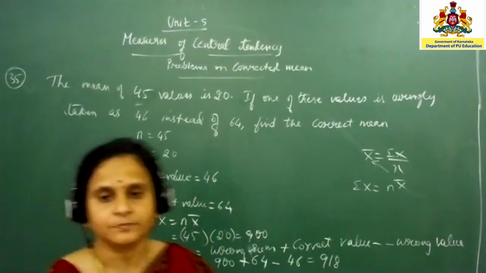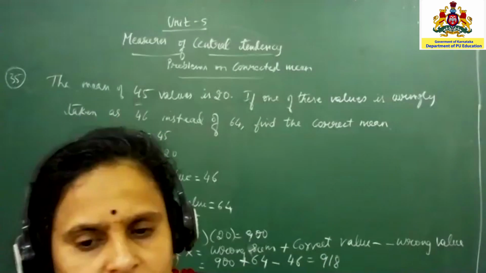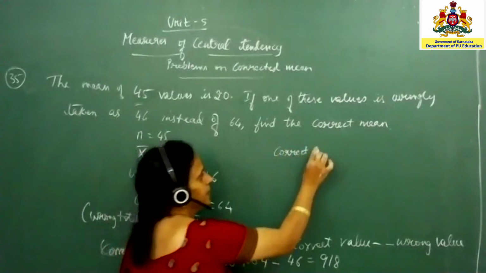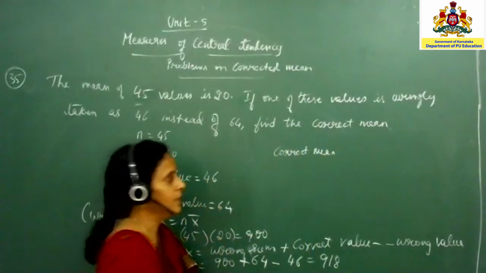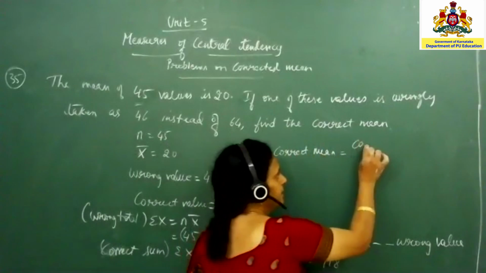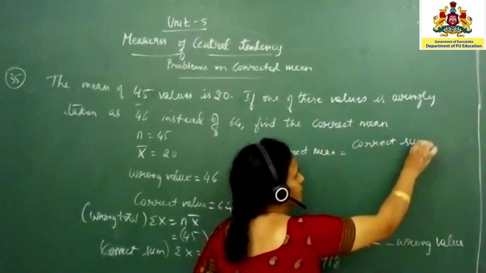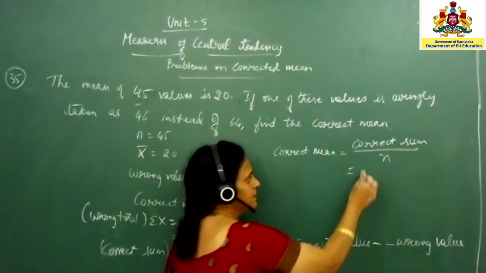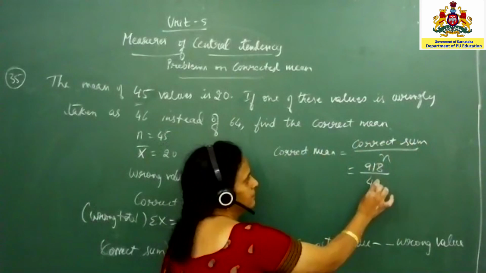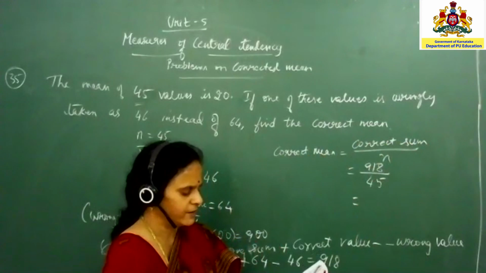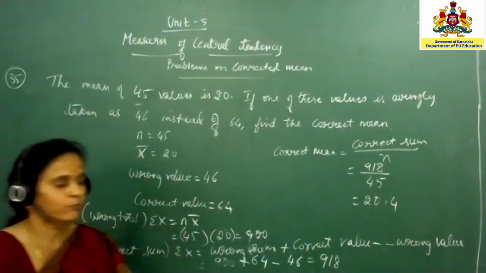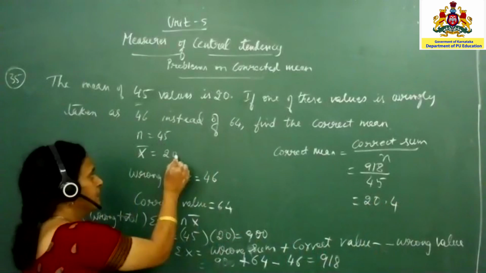So with this, here I require the correct mean, the right mean, which is given by the correct sum divided by n. The correct sum is 918 and n is the given data, n is 45 here. So if I get 918 divided by 45, I'll be getting 20.4. So 20.4 is the correct mean.